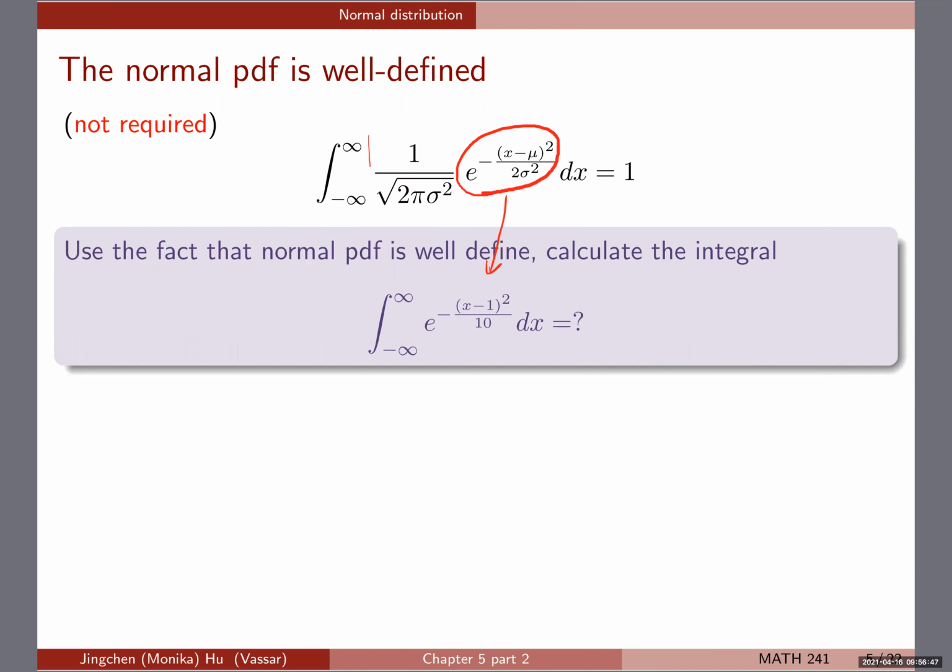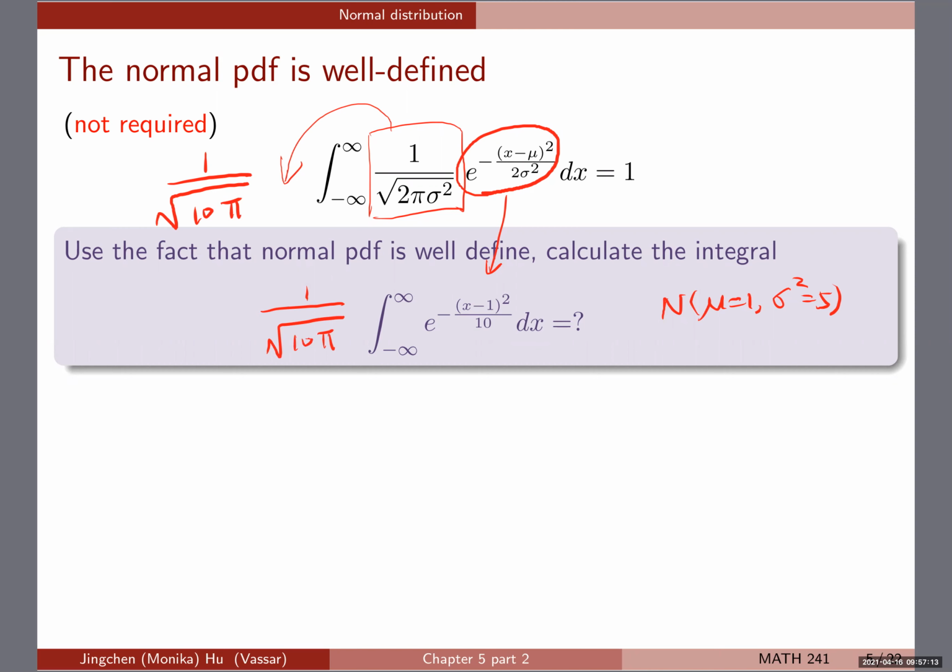So if I move this constant outside, whatever the constant is, because we calculated mu is 1 and sigma square is 5, then 1 over the square root of 2 times pi times sigma square, so it's 10 pi. This constant integrated with all of this should equal 1. So the question becomes, this is a constant, and this is what we are trying to solve. So we can directly get this whole thing equals the square root of 10 pi.